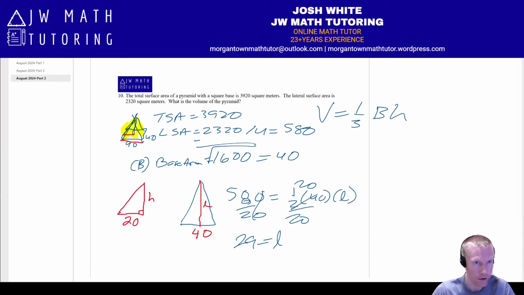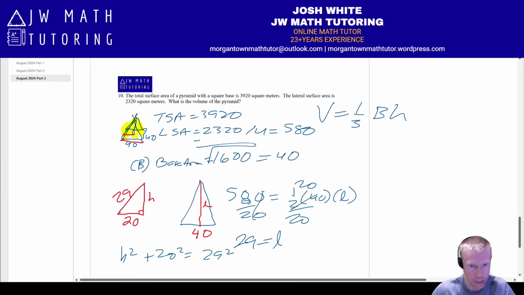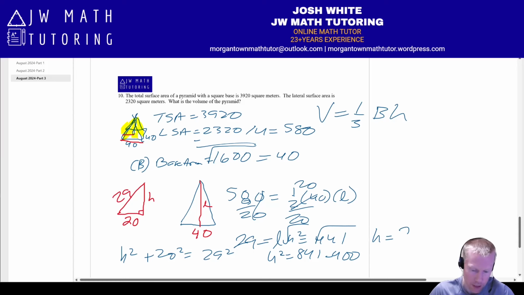So now I can go back here and replace this with 29. Now you can use the Pythagorean theorem to find the height. H squared plus 20 squared equals 29 squared. H squared is 841 minus 400, or in other words, 441. Square root that, H is going to be 21. So the height of this pyramid is 21 meters.